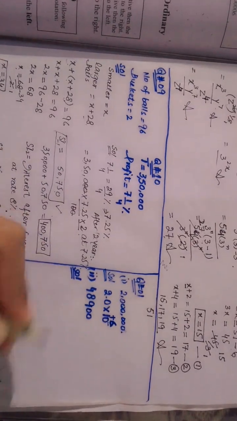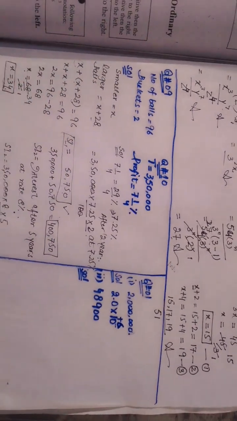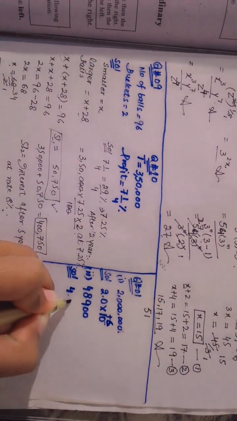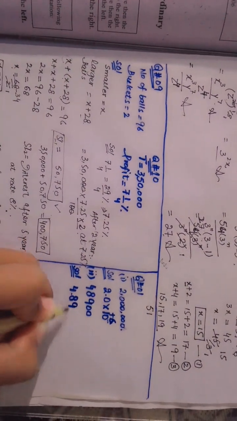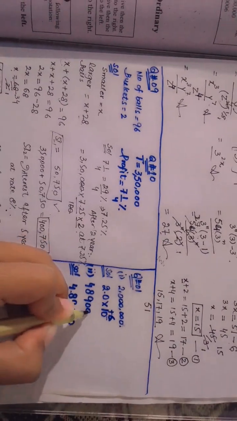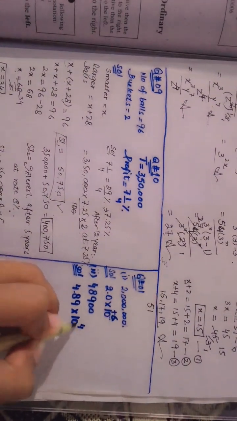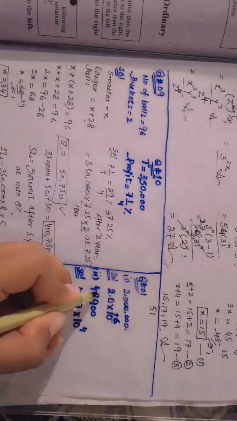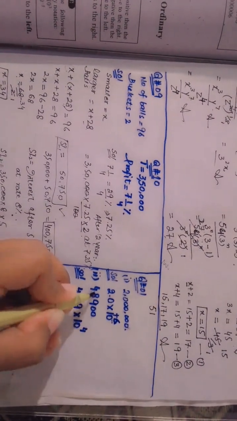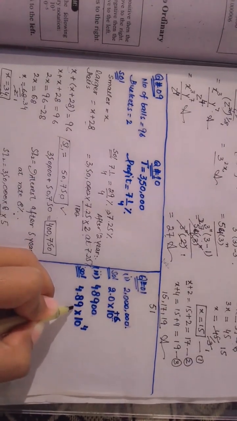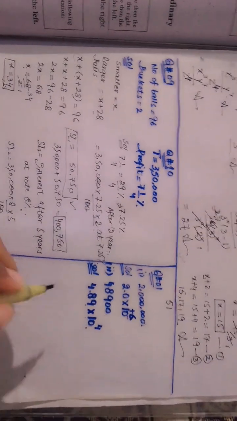We will calculate and change it to point form by using scientific notation. So the answer will be 4.89 multiplied by 10 raised to 4. It will be positive 4, not negative, because the point is moved from right to left, not left to right. So the answer is 4.89 multiplied by 10 raised to 4.